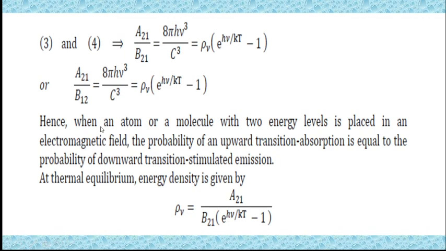Thus, when an atom or molecule with two energy levels is kept in an electromagnetic field, probability of upward transition, that is absorption, will be equal to the probability of downward transition, that is stimulated emission.